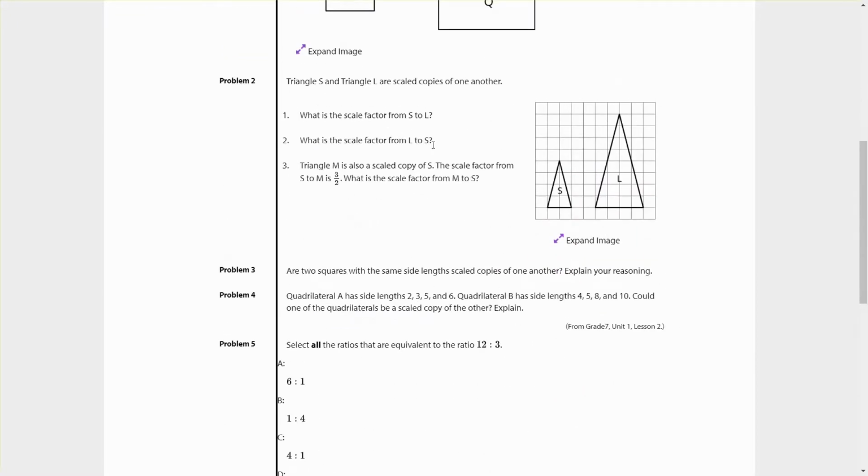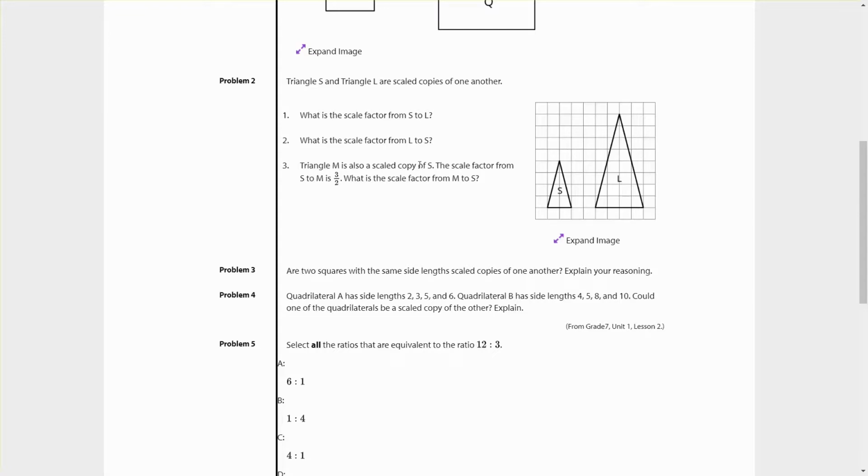For problem 2, triangle S and triangle L are scaled copies of one another. What is the scale factor from S to L? Again, pick a side. I recommend this horizontal side, and see what the difference is between those distances and divide those 2 numbers. So the scale factor from S to L would be the size on L divided by the size on S. For number 2 would be the other way around. So the 2 numbers you get here, 1 and 2, should be reciprocals of each other.